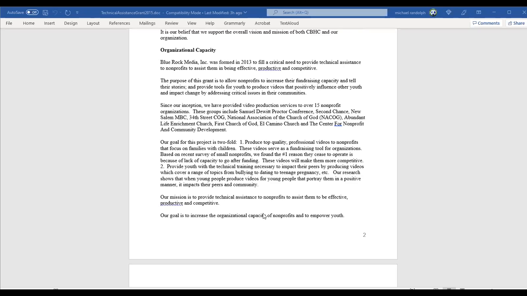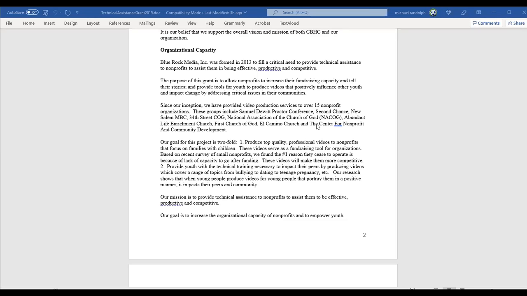What is that? Where did you see that? It's under the organizational capacity. It's in the third paragraph, at the bottom of the third paragraph. Yes. I can't believe you asked me that question. Oh, that's you. Yeah, that's you. I know, but the reason I asked is because I know I've seen it somewhere.